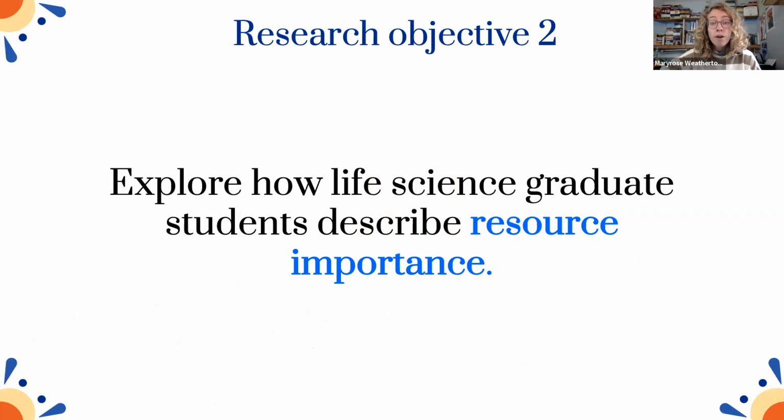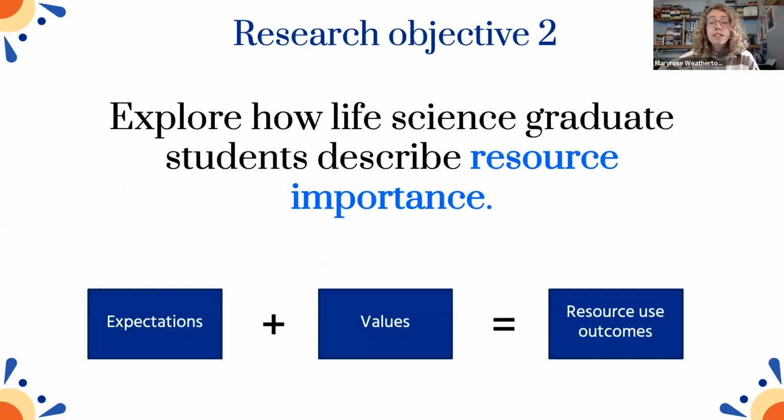So now that we know what resources students are using, let's dive into why they might be using these resources. If you'll remember from the beginning of the talk, we're using expectancy value theory, which posits that an individual's expectations and values work together to determine resource use outcomes. So we hypothesize that learning more about students' expectations and their values for each resource might help us understand why they're utilizing some resources over others. And for today's talk, I'm going to tell you about one of these concepts, students' perceptions of value, and how that might be influencing their resource use outcomes.